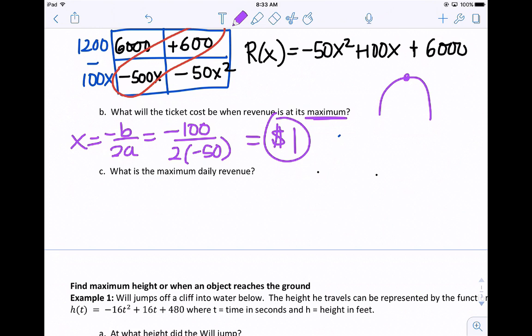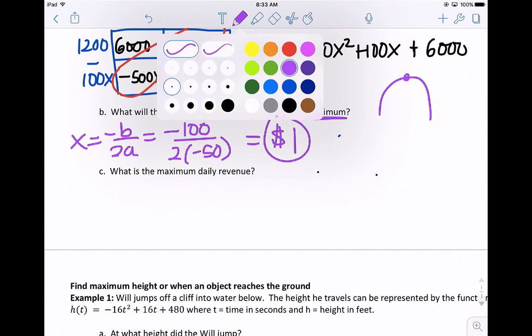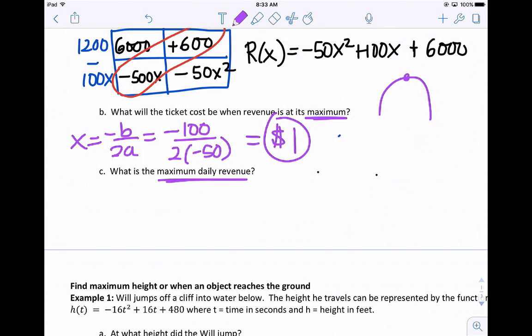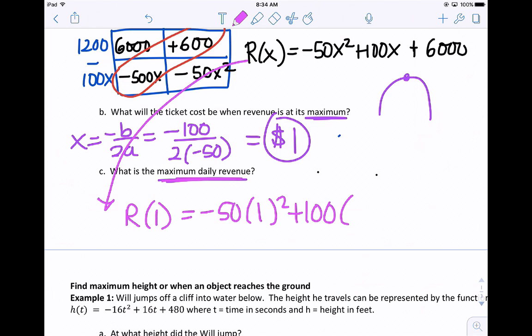what would be the maximum daily revenue? So now let's plug in. So the maximum daily revenue, we're going to plug in to this function right here. So we'd say the revenue at 1 equals negative 50 times 1 squared plus 100 times 1 plus 6,000. Plug that in, and our revenue would be $6,050.